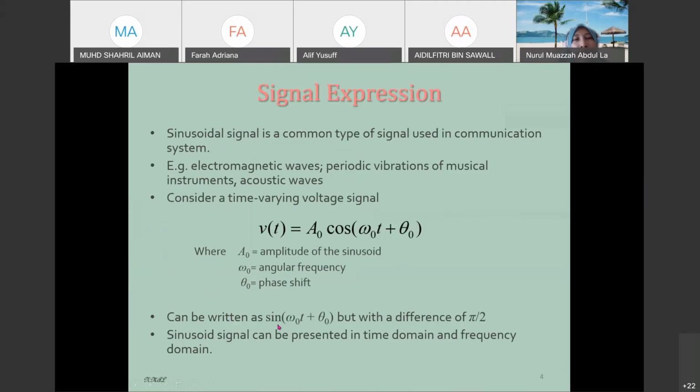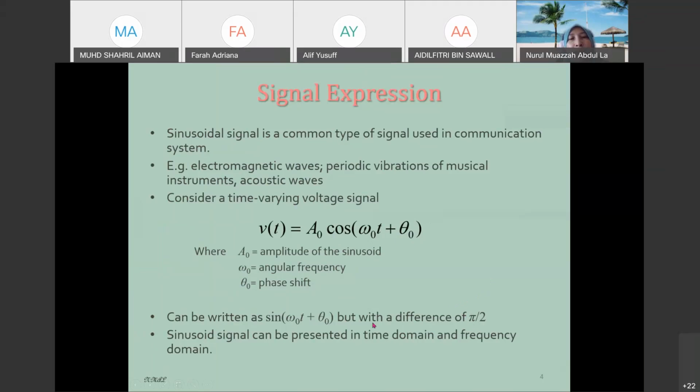It also can be written as sine(omega naught t + theta naught), but with a difference of pi over 2. It means that if you want to represent cosine as a sine signal, you can do it, but you have to put the difference of pi over 2. You also have to look at the trigonometry series. For this, you don't have to memorize, but you have to refer back to the list of formulas that I have uploaded on the e-learning. Actually, the list of formulas will be given in the exam, so you just need to know how to use it. This trigonometry series is part of that formula list.